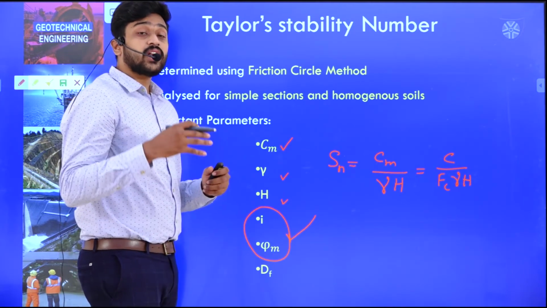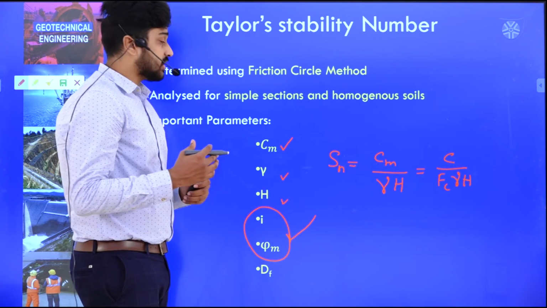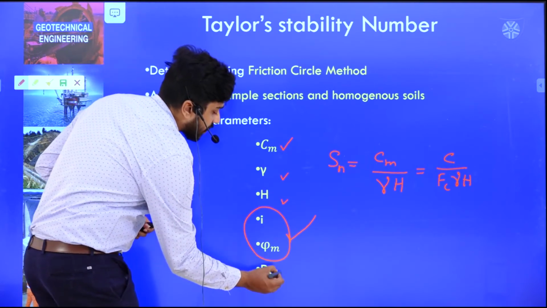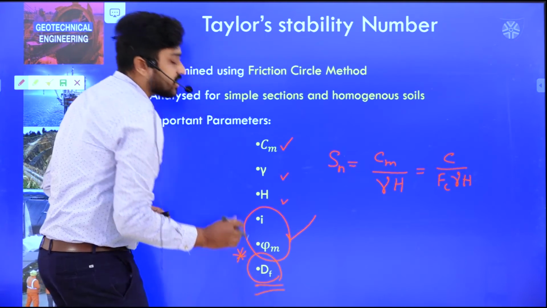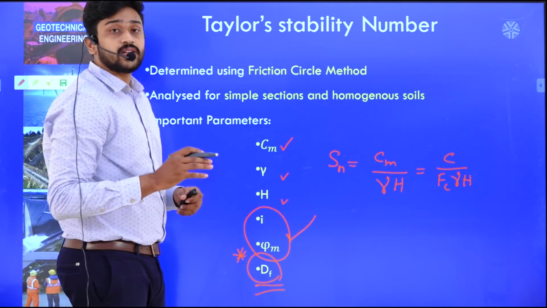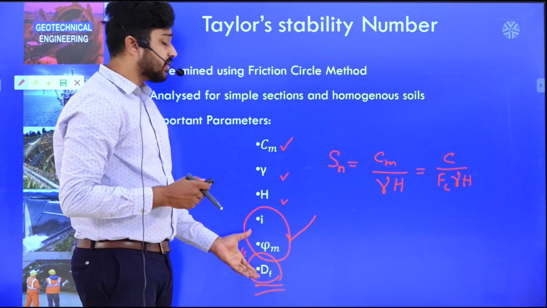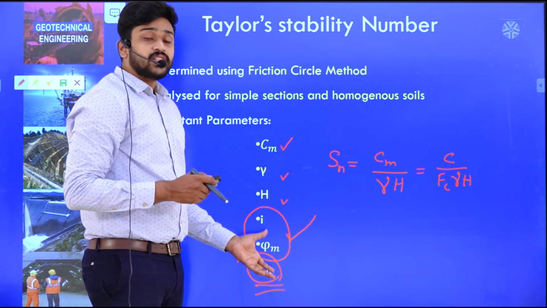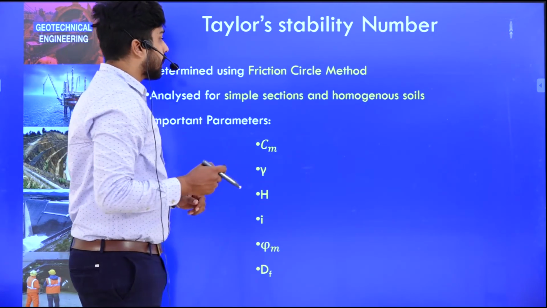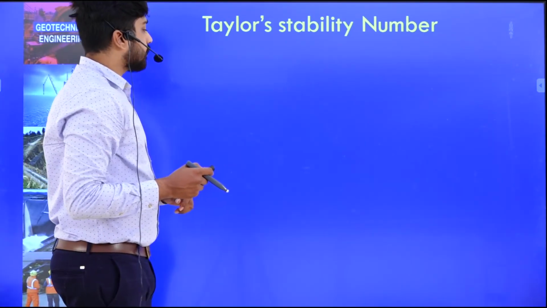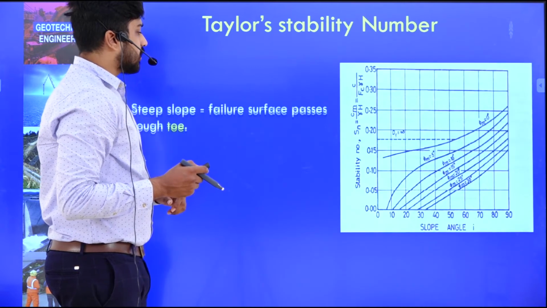There is one another parameter, the sixth parameter, which is df. This is known as the depth factor. So this is another important entity which influences the stability number. Clear? So now let us look at the stability chart.